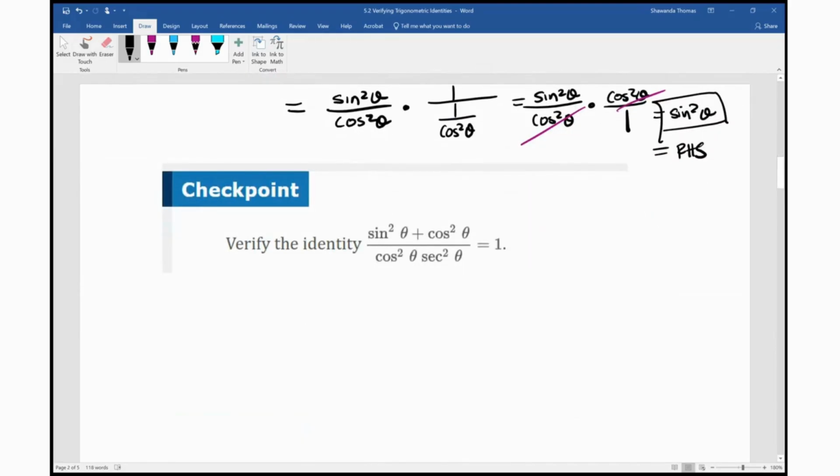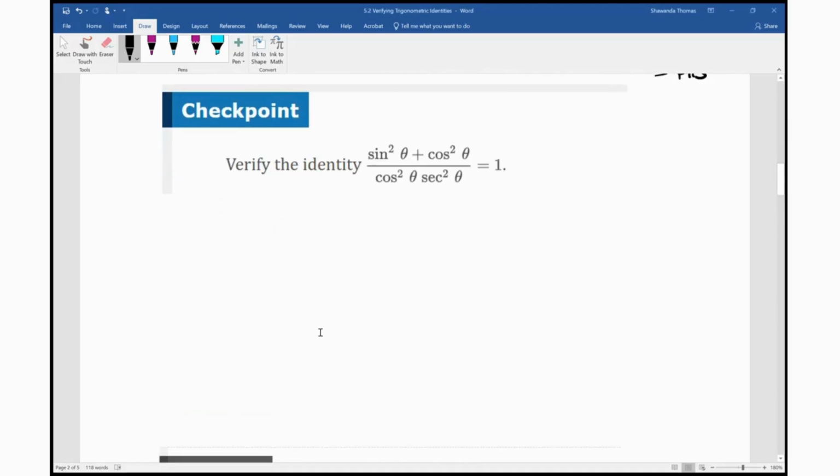Verify the identity. Which side looks the most complicated to you, the left side or the right side? Left, definitely. Verify the identity: sine squared theta plus cosine squared theta over cosine squared theta times secant squared theta. We're going to start with the left side first. What do y'all want to do first? We have to prove that it equals 1. Any suggestions?